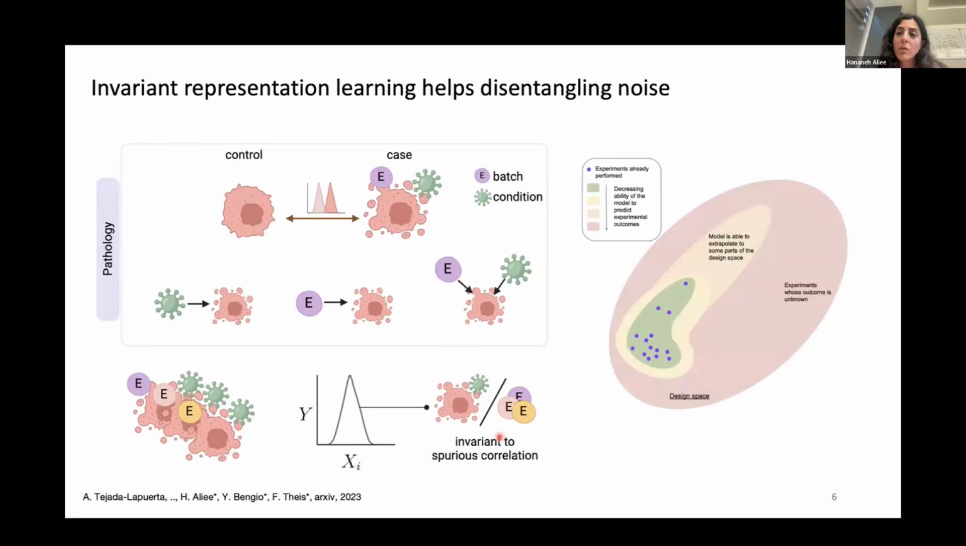And this concept is also very close to the concept of generalizability in machine learning, where we train the model with only a few data sets, and we want to generalize it to unseen experiments and predict the effect. So invariant representation learning says that if the model can reduce the spurious correlation, it improves the generalizability, which can be used for predicting the effect of new perturbations in the future.